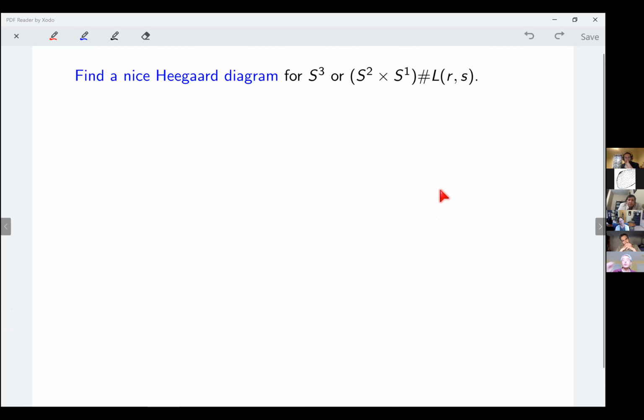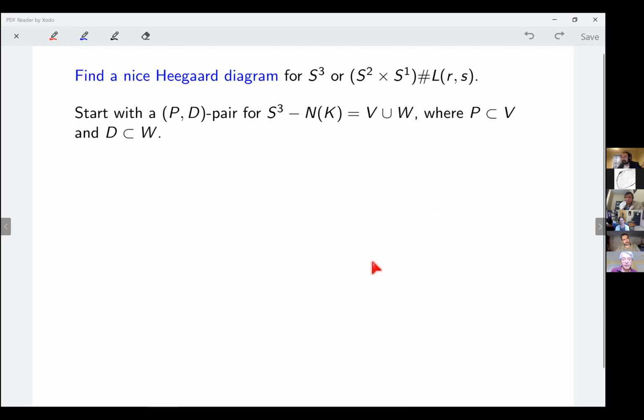Now, because we are trying to use the theorem of Berge, Ochiai, and Takahashi, and Nagami and Okita, so let's try to find a nice Heegaard diagram for the manifold. That's either S3 or the connect sum of S2 cross S1 and the lens space. There's some standard thing to use.